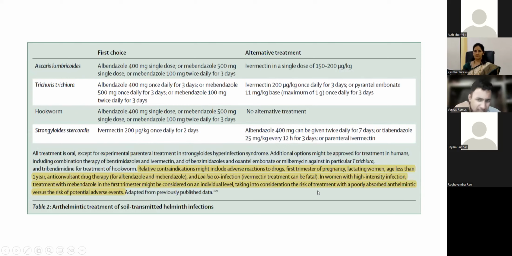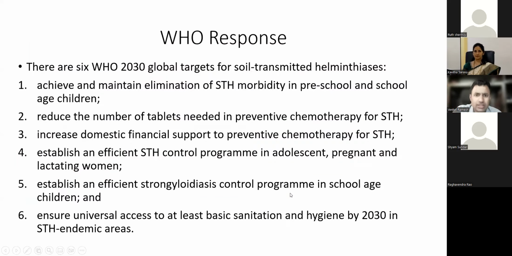So usually these drugs should not be given in the first trimester of pregnancy, to lactating women, or in infants. I think that is something to keep in mind.